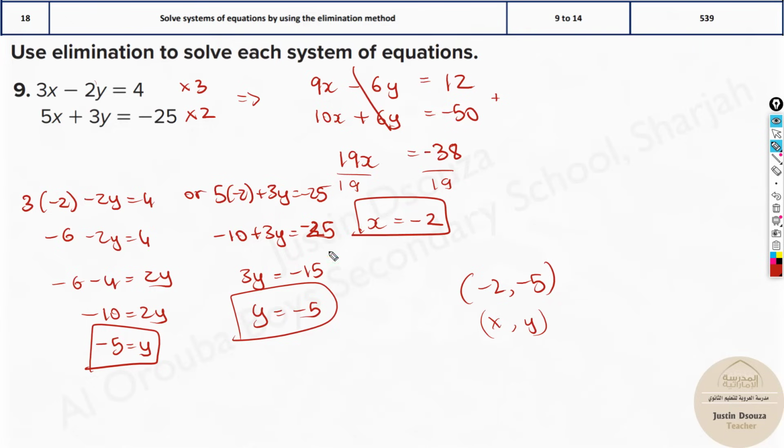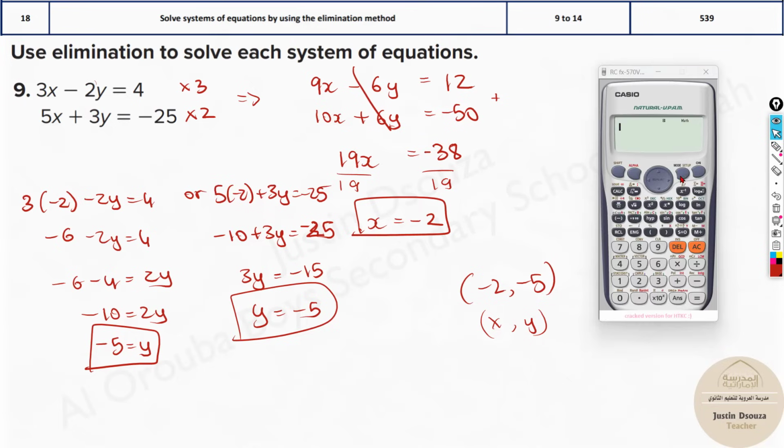Now you can check your answers in the calculators as well. I will show you now. To solve systems of equations in the calculator, you just have to press mode. Look, this is the default mode. Press mode, you will have many options.